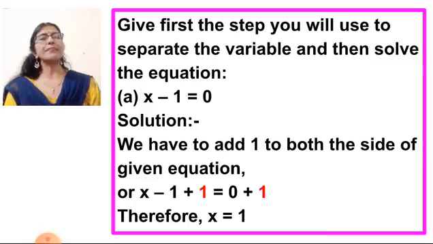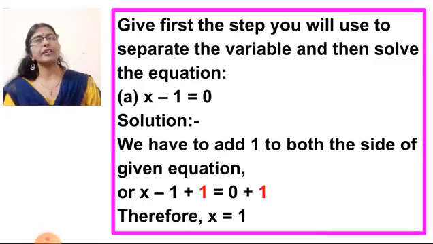So the first one is x minus 1 is equal to 0. To get the variable x, we will have to first add 1 to both the sides of the equation, because here minus 1 is there. So we have to add 1 to both the sides of the given equation: x minus 1 plus 1 is equal to, on the right hand side we have 0, so 0 plus 1. Therefore minus 1 plus 1 will be cancelled, only x will remain, x will be equal to 1. So we got the value of x as 1.